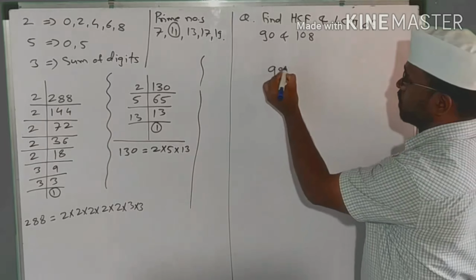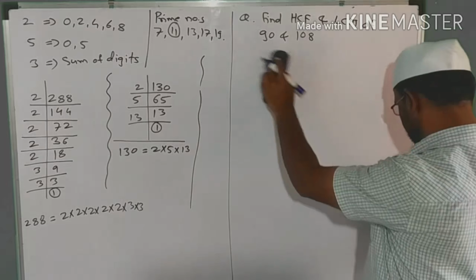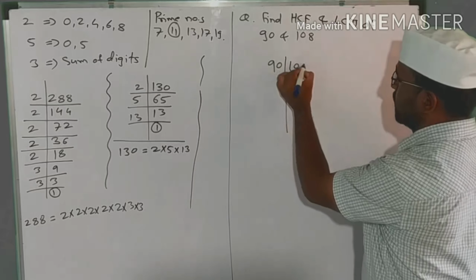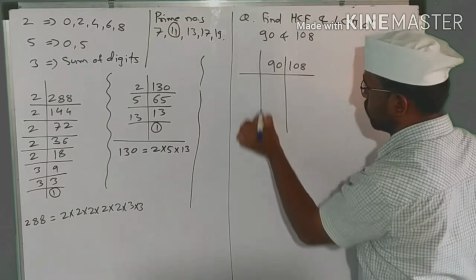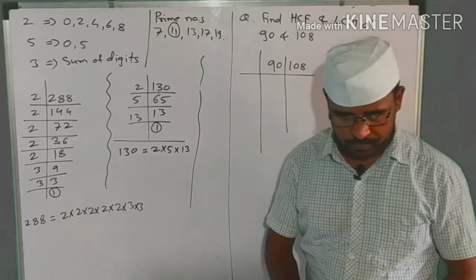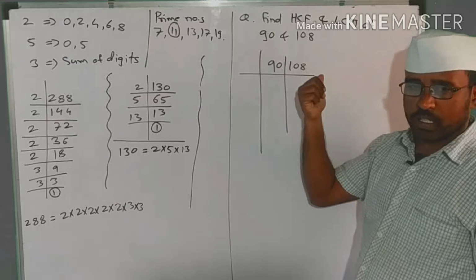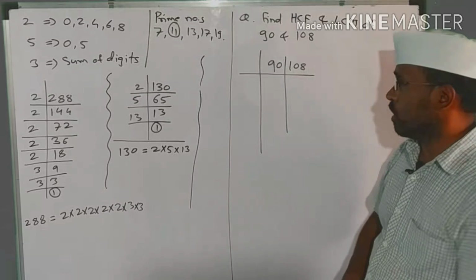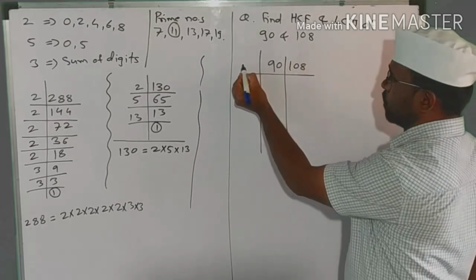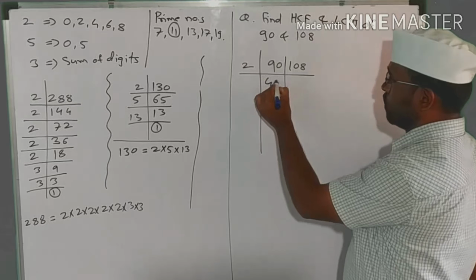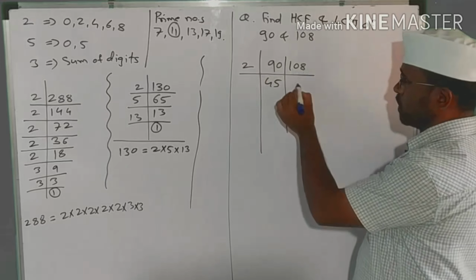Let us try to factorize them all together. Write the two numbers together, 90 and 108. We just have to factorize both of the numbers together. Is 90 divisible by 2? Yes. Is 108 divisible by 2? Yes. So let us divide both of the numbers by 2. 90 divided by 2, the answer is 45. 108 divided by 2, the answer is 54.